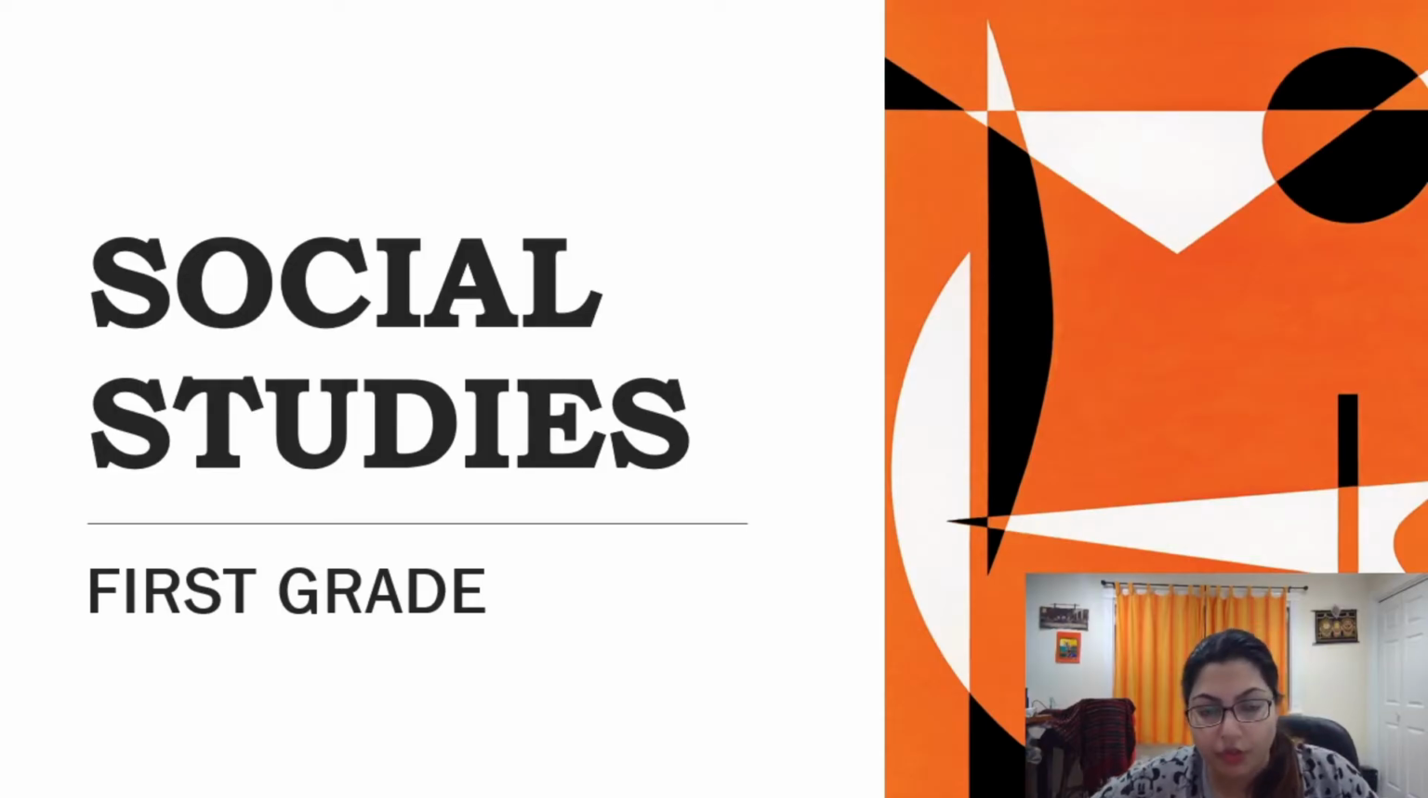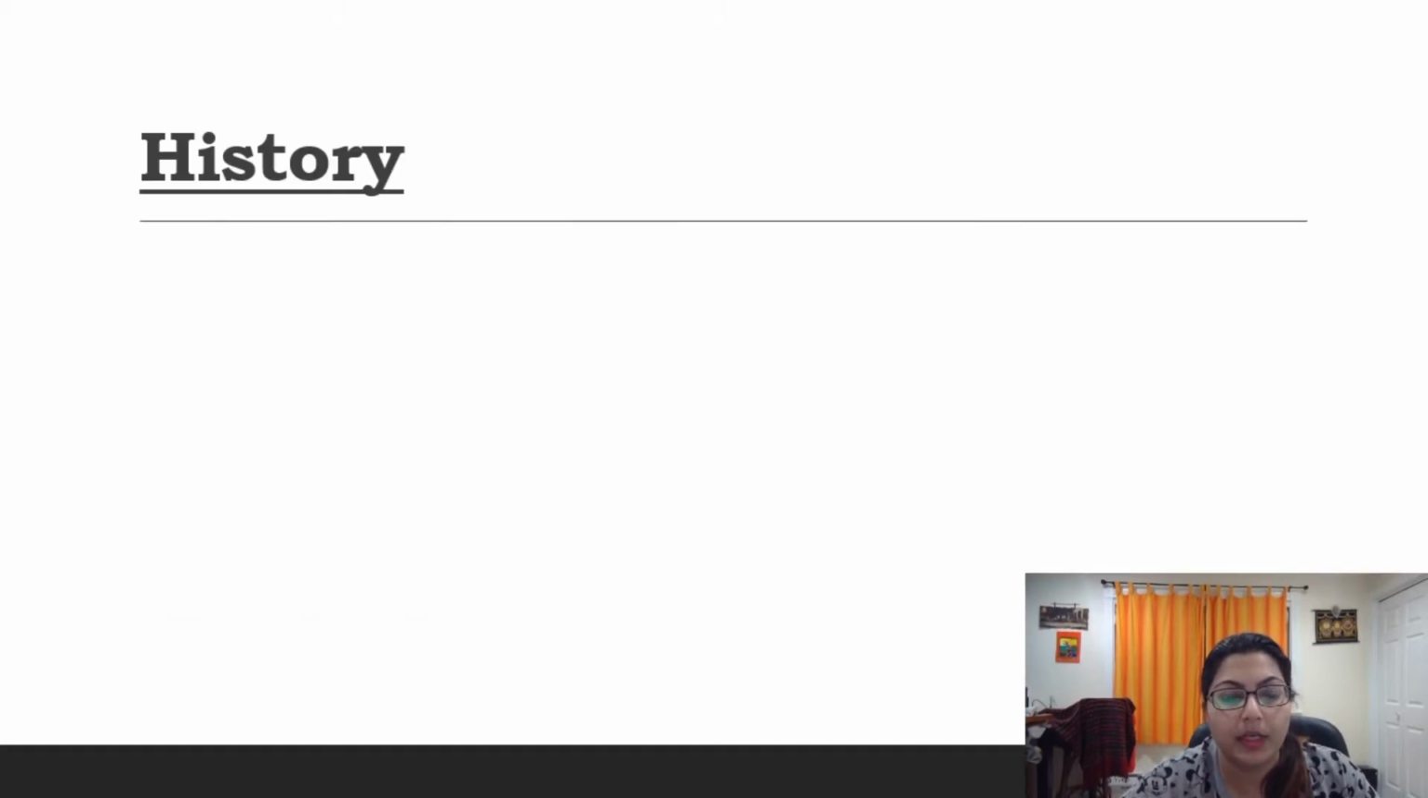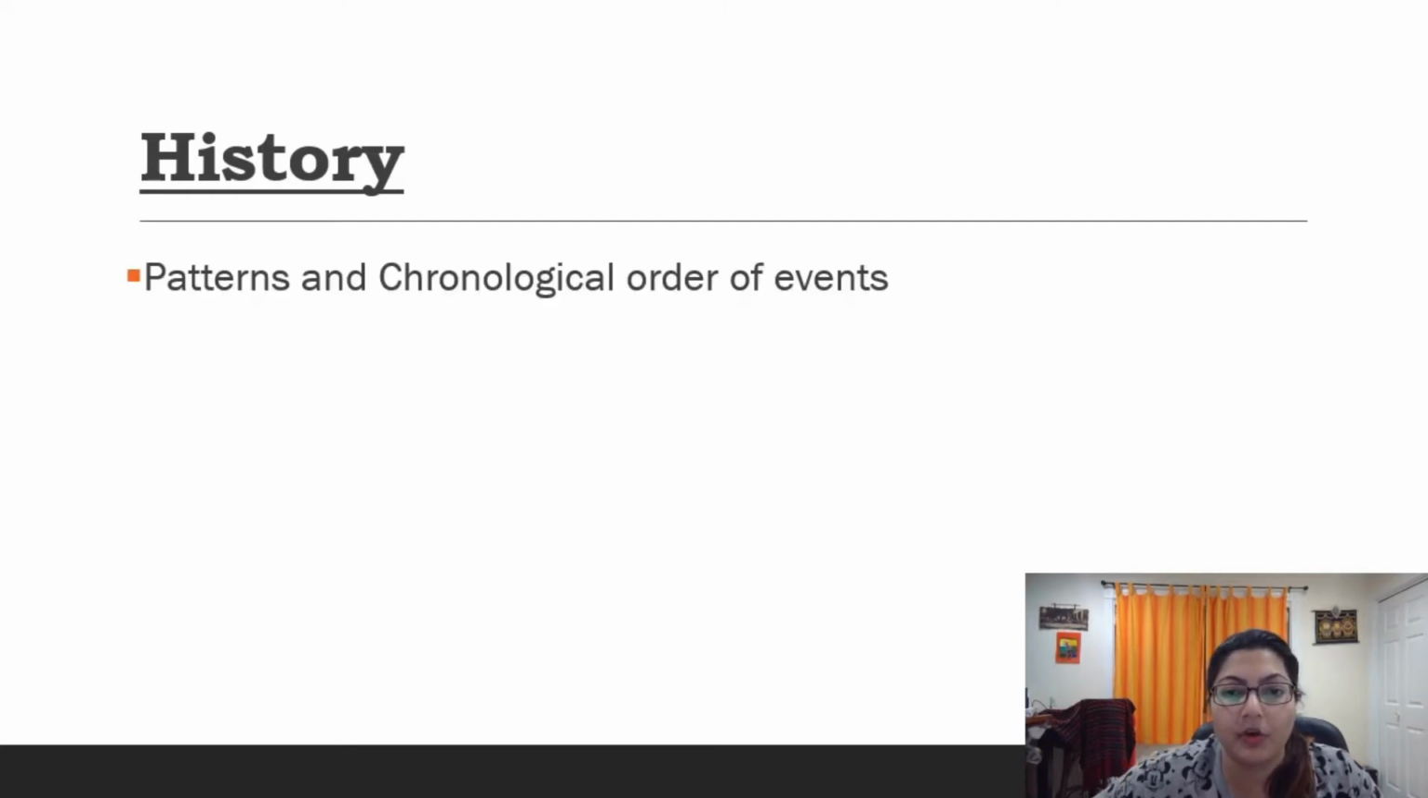Thank you. Social studies first grade. Social studies in first grade is divided into two chunks, that will be history and geography only. There is no civics or economics at this level, and it will be pretty straightforward. To start with, I will talk about history first, and our first subtopic will be patterns and chronological orders of events. That means talking about the importance of a timeline, and how a timeline over a period of time helps us analyze the evolution, or sequence events in order.